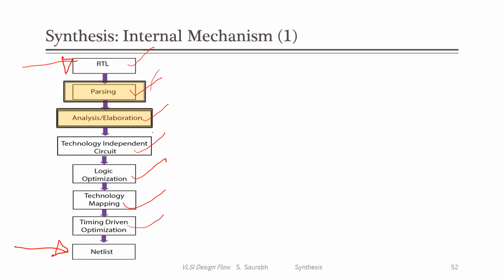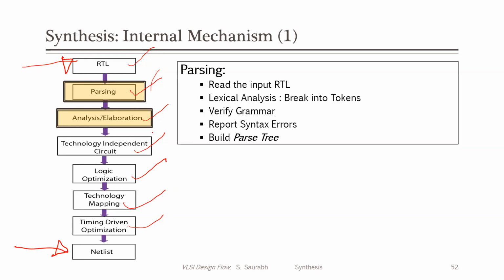Now let me describe these steps very briefly, all of them one by one. Okay, so what is the parsing step? In parsing, you have a file, you give a Verilog file, right? In a Verilog file, you have modules and various kinds of signals and so on. So the tool will first read your file. It will read the input RTL.